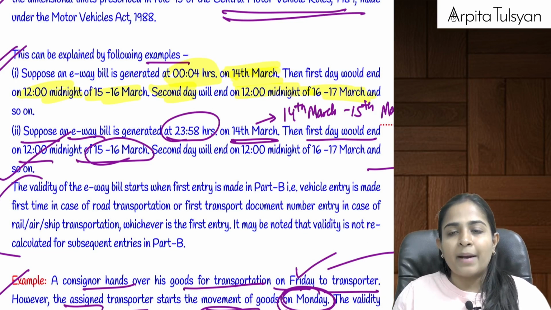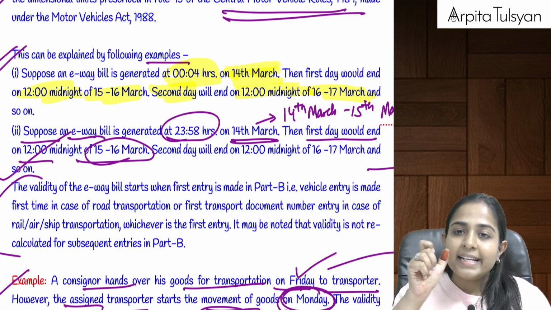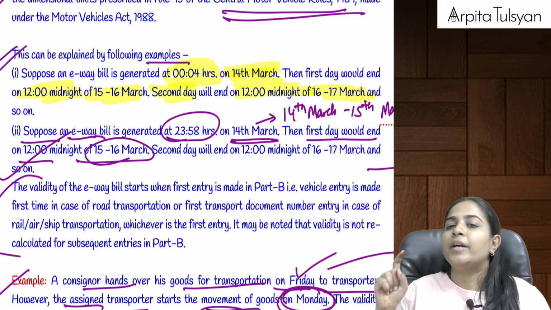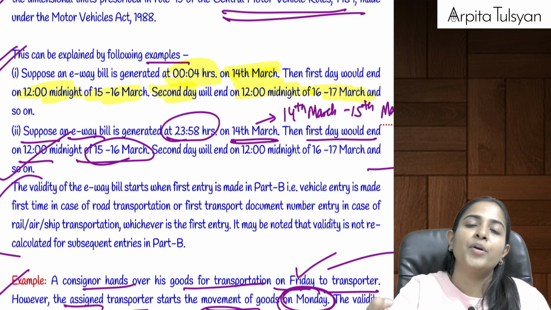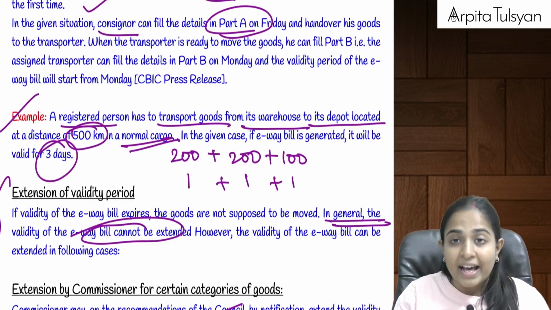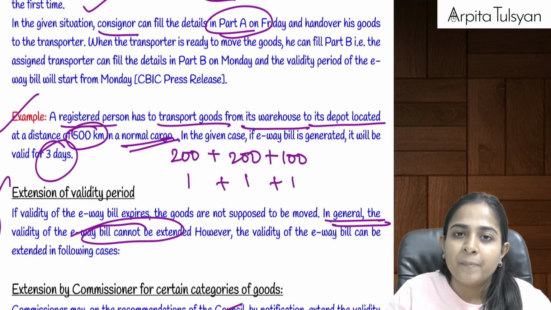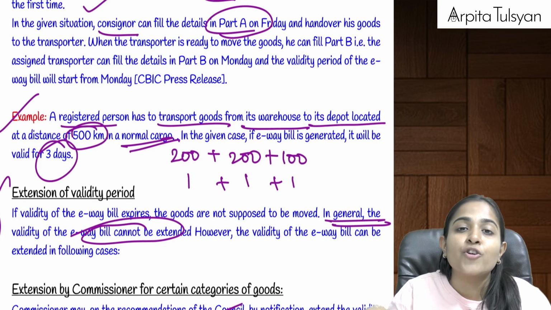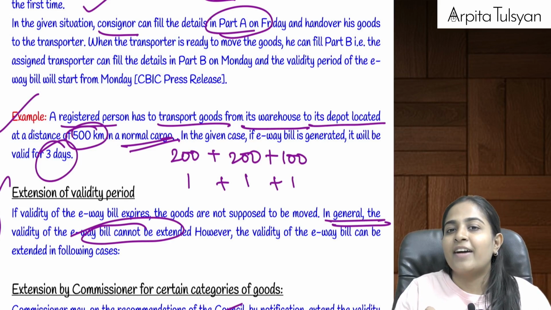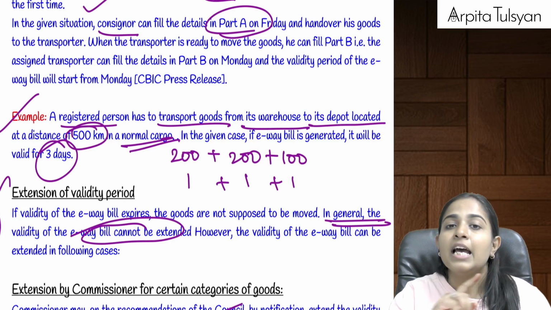In case of over-dimensional cargo or multimodal, where at least one leg is going to be done by transportation by ship, then up to 20 kilometers, 1 day, and for every 20 kilometers or part thereof, you are going to get 1 day extra. That is the validity of the e-way bill. What is the relevance of validity? The transportation of goods should be completed within that particular validity. If it is completed late, then the e-way bill is not valid.